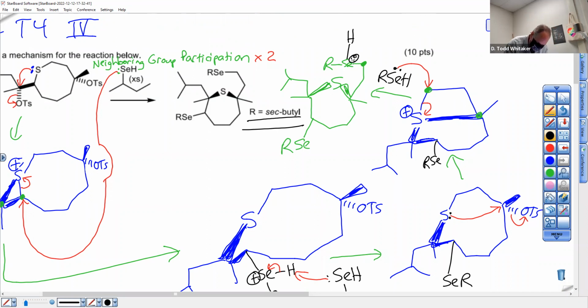And how does that become this? Same way it did last time. RSeH. So use RSeH four times. Twice as a nucleophile, twice as a base.